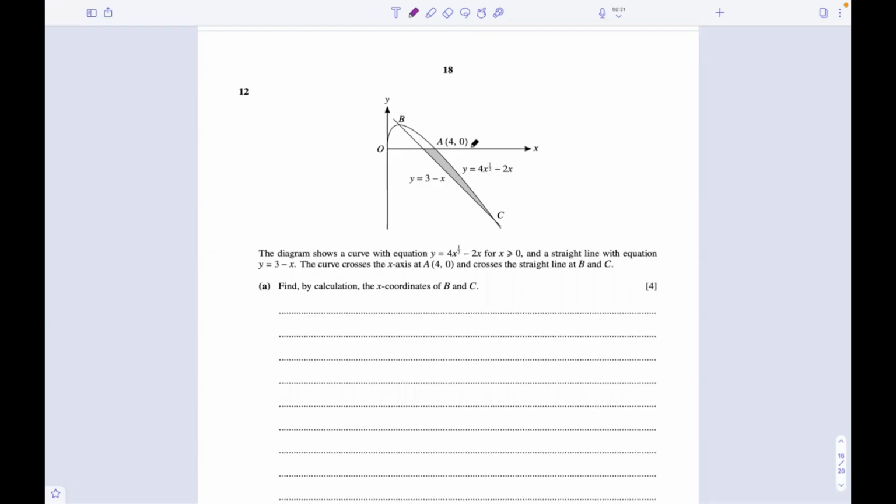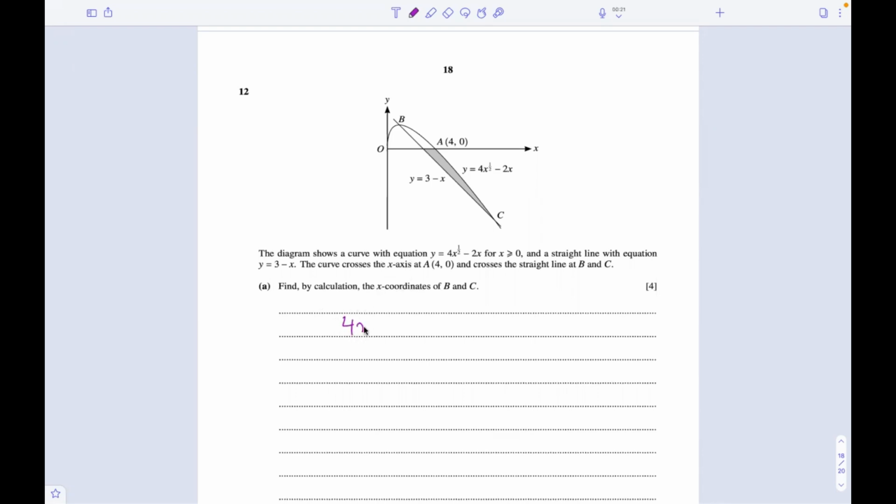Now in question number 12, we have a diagram with a curve with the equation y equals 4x to the power 1/2 minus 2x, and a straight line. They're intersecting at the points B and C. So by calculation, we have to find the x coordinates of B and C. So we'll have to solve the equations simultaneously.